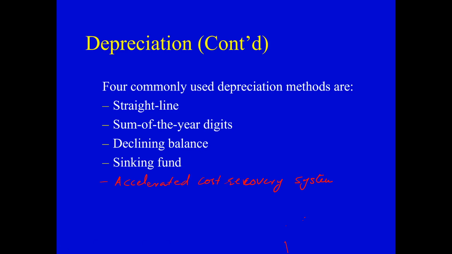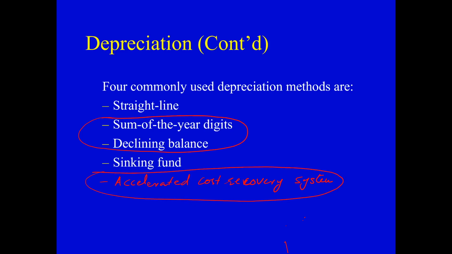The sum of the year digits and declining balance methods are those methods which are used for tax purposes, and also this accelerated cost recovery system method. These methods are used for showing that initial year there's a large depreciation and later years it is less. It is used for tax purposes to have less taxes paid initially, but in the later years they have to pay more. Why companies do that? Because of time value of money. We will see one example related to that.